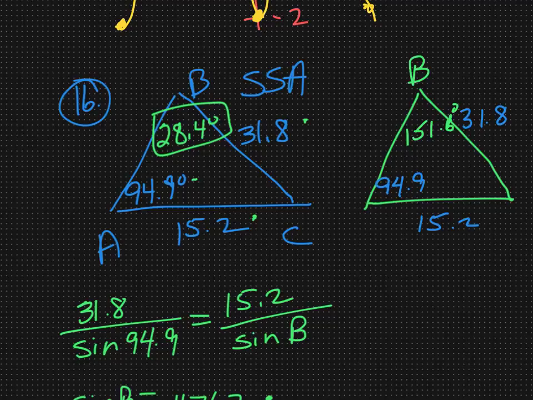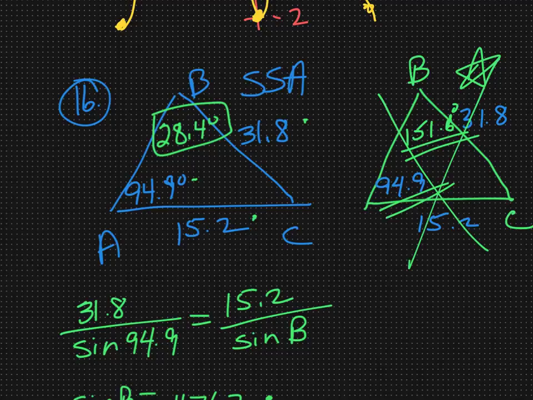Okay, now we're going to try to finish off this second triangle then. And to do that, I would figure angle C next. But you can see that 151.6 plus 94.9 adds up to more than 180, which tells me there isn't a second triangle. There's only one triangle. It's this triangle, and now we have to finish it. To finish it, 180 minus 28.4 minus 94.9 is 56.7 degrees.